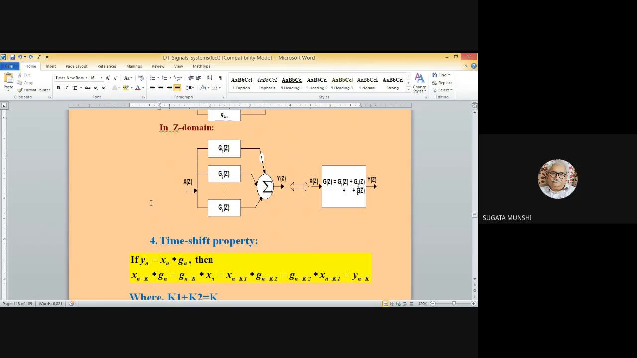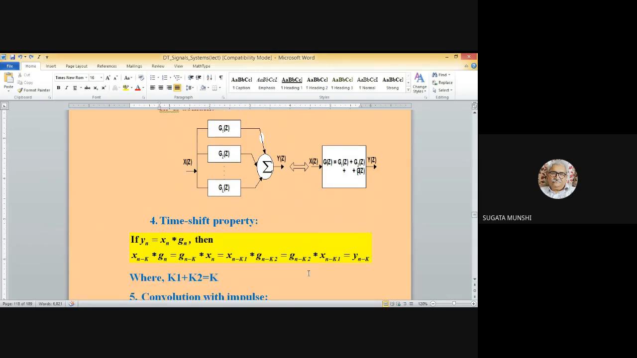Now look at the time shift property. If y[n] represents the convolution of x[n] with g[n], then, proceeding leftward from the right hand side, y[n-k] will be the convolution of x[n-k] with g[n], or g[n-k] with x[n], or x[n-k1] with g[n-k2], or g[n-k2] with x[n-k1], where k1 plus k2 is equal to k. You understand? So that is the implication of the time shift property.